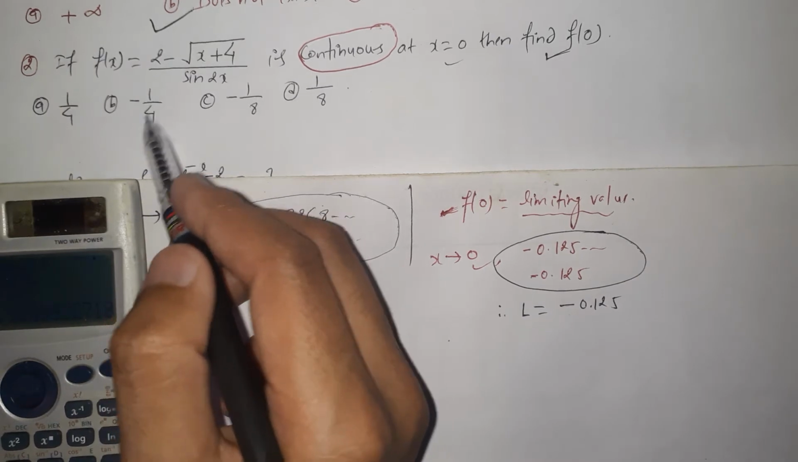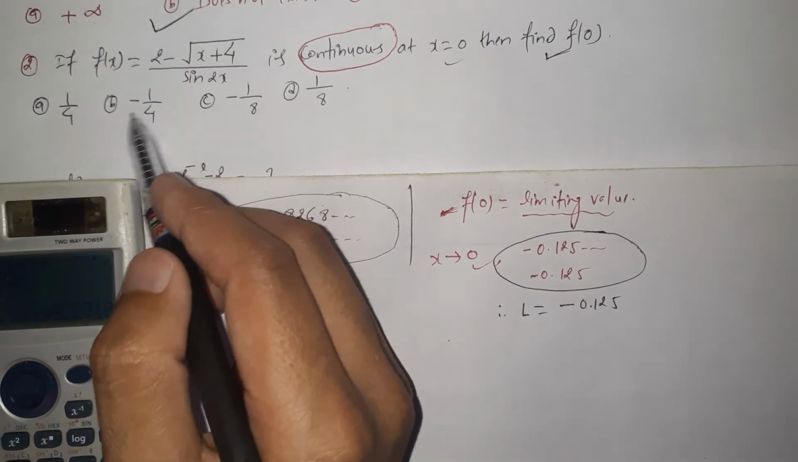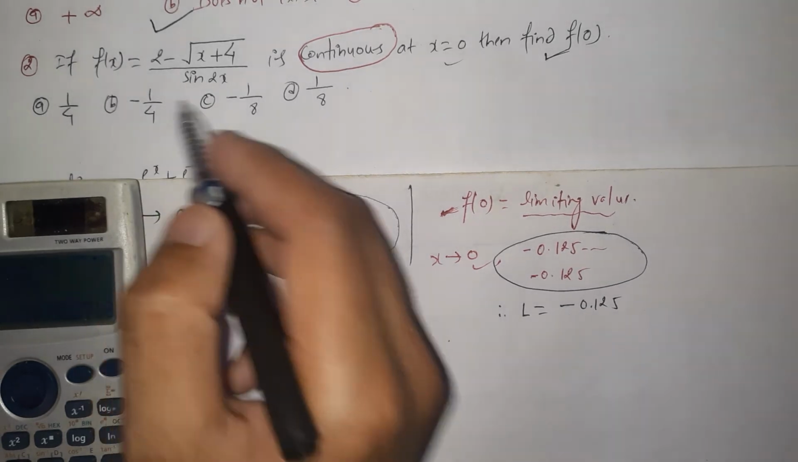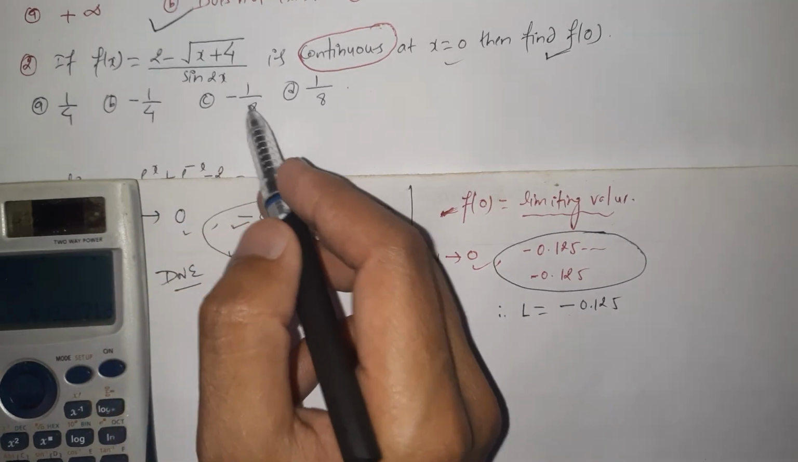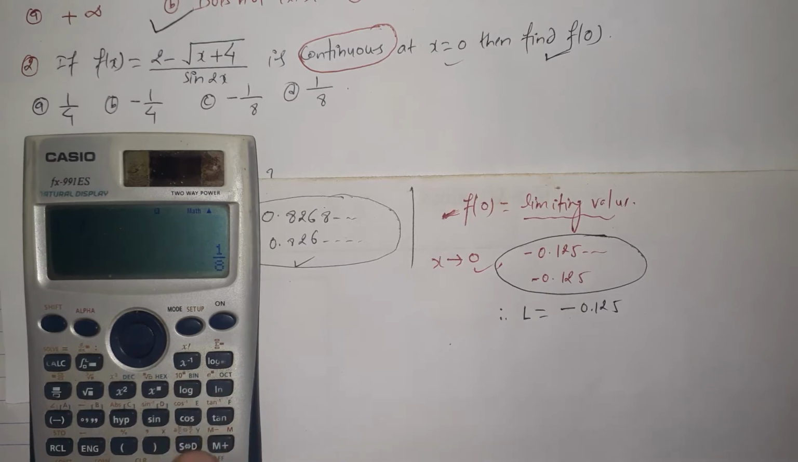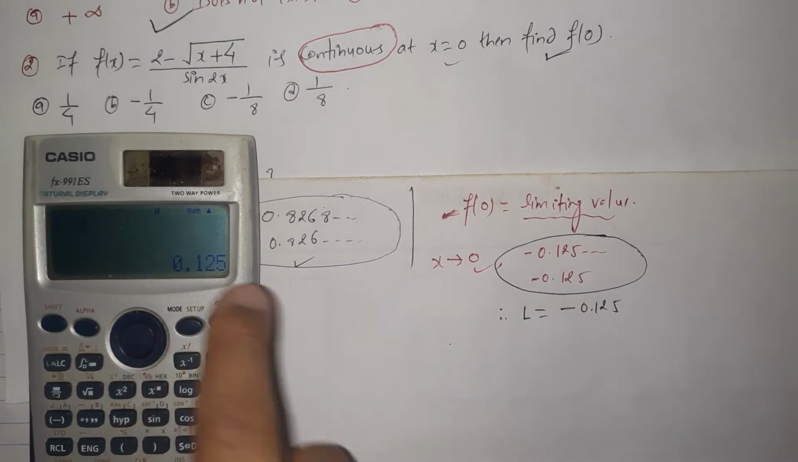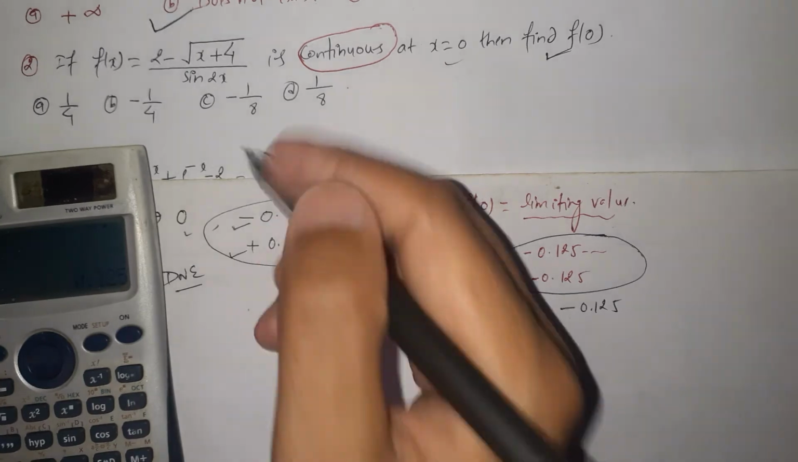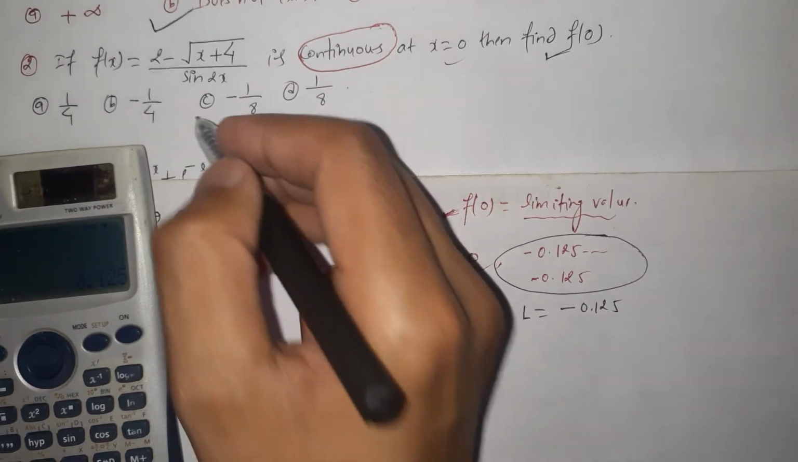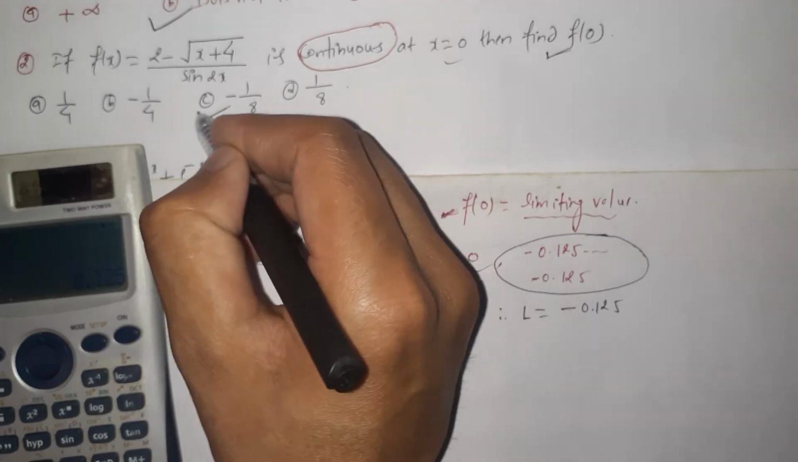Negative 1/4 means negative 0.25, but what we have here is 0.125. This is also wrong. And this is negative 1/8. Let's check whether 1/8 gives the decimal 0.125. 1/8 is 0.125. So negative 1/8 gives negative 0.125. This is the correct answer.